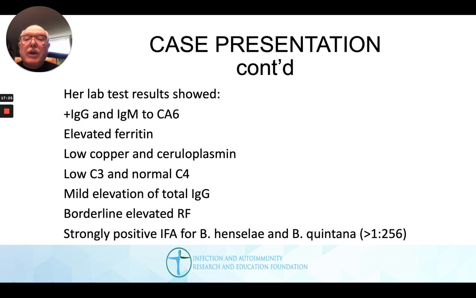Her blood was also sent to Galaxy Lab, and the results show strongly positive immunofluorescence for Bartonella henselae and Bartonella quintana with titers above 1 to 256. Based on this combination, she was diagnosed with chronic Bartonellosis, contributing to her symptoms. Again, this is the most classic presentation of chronic Bartonellosis which we see in our practice.